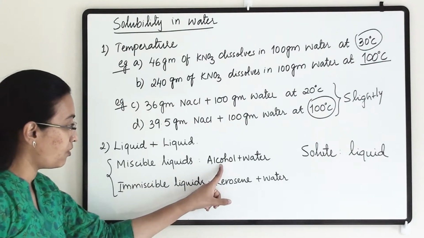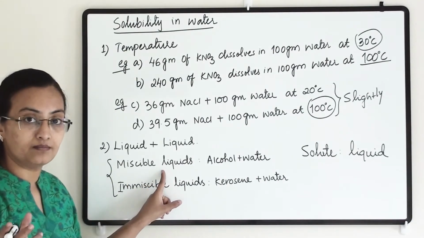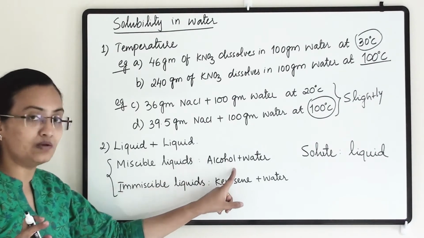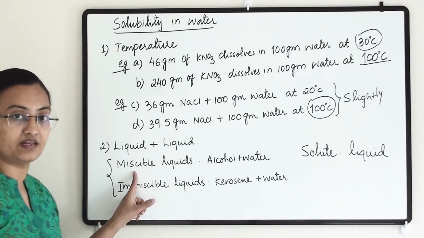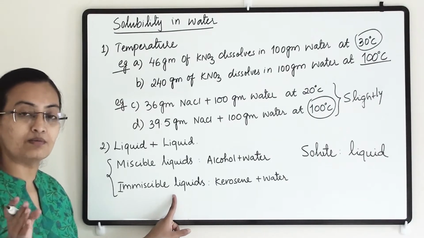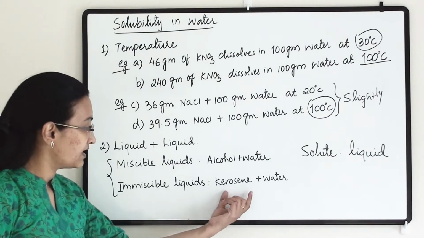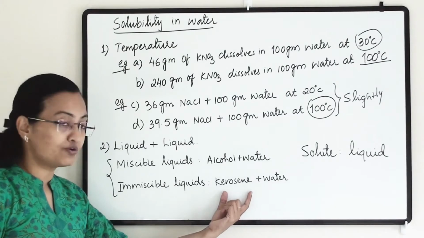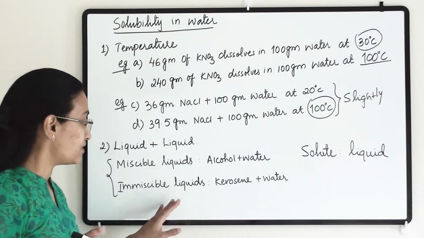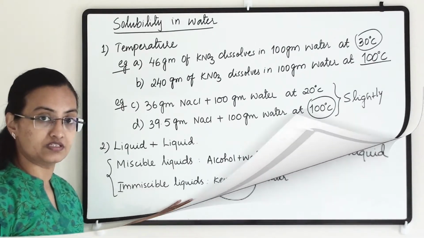When we are mixing alcohol into water, it will make a miscible liquid, meaning they will mix well. You cannot identify the particles of the alcohol in the water. They mix well with each other. That's why they are called miscible liquids. But immiscible liquids are those which will not mix completely, for example, oil and water. We can spot the particles of the solute in the water. Kerosene plus water: the droplets of the kerosene will float in the water. So that's why they are not mixed with each other and they are termed immiscible liquids.